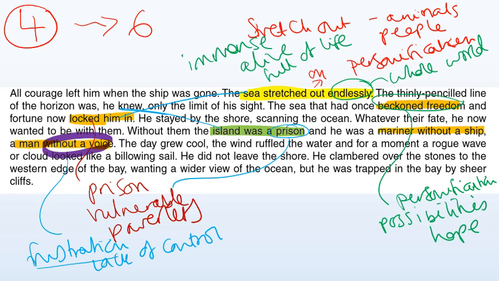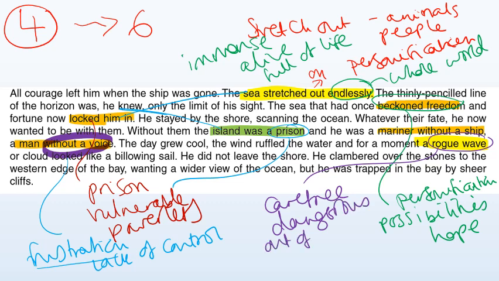Next, how about a rogue wave? Usually we use that word rogue to describe a person who is a little bit troublesome, a little bit naughty. So again, that's perhaps personifying the sea, personifying that wave as carefree, dangerous, out of control, but in a good way, like anything could happen.